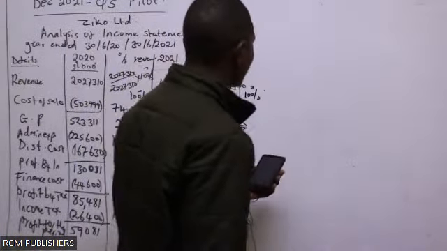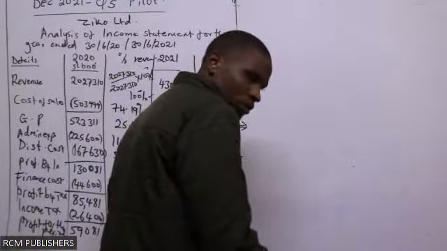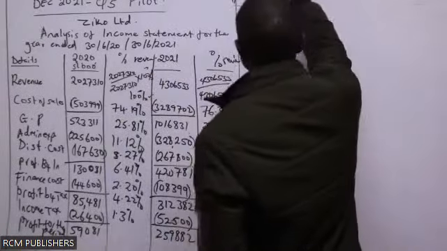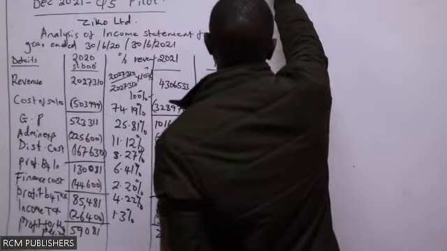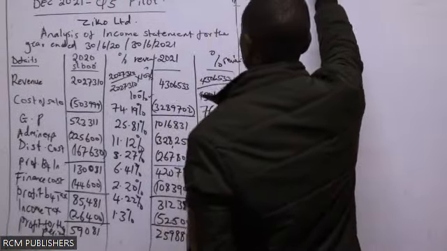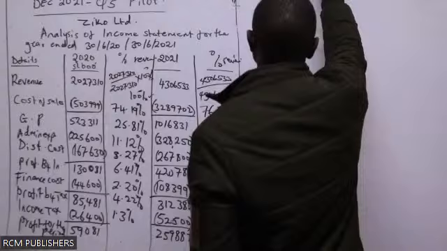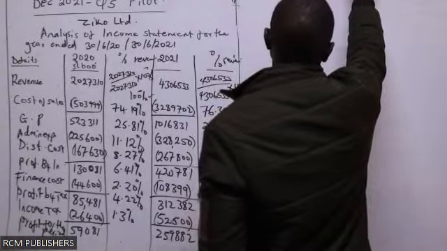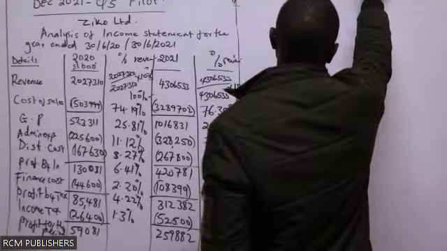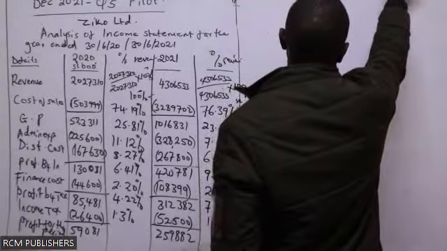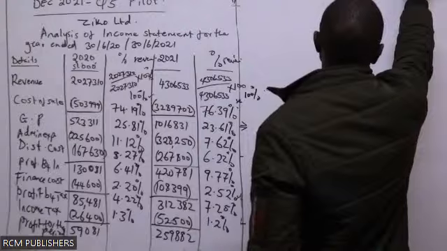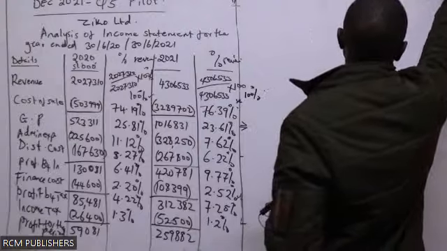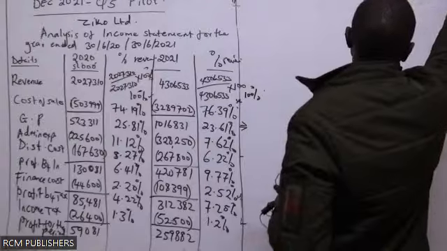Then you go to dividend, of course. Go to dividend. Details. Then you have 2020 shillings in thousand, then percentage of revenue. And then you have 2021 shillings in thousand, and then a percentage of sales or revenue.